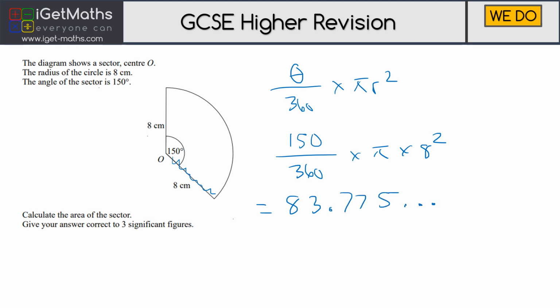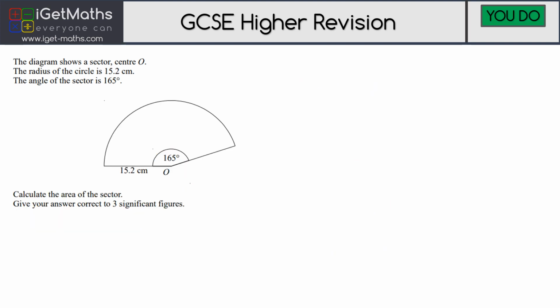But remember, we wanted 3 significant figures, so there's your first significant, there's your second, there's your third. So this 7 rounds the next 7 up to an 8, so that would be 83.8 centimeters squared, and you're done. Okay, pause the video and have a go at your question.